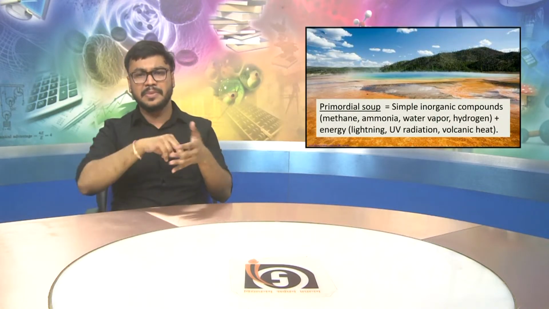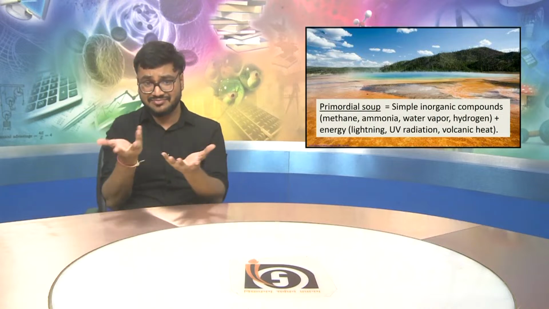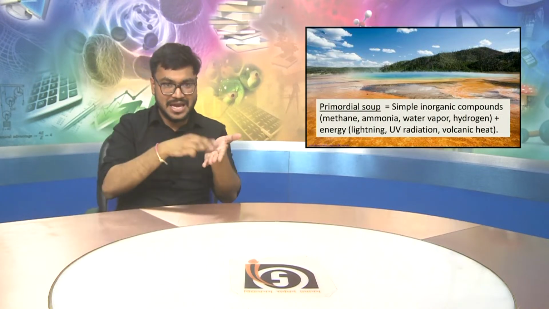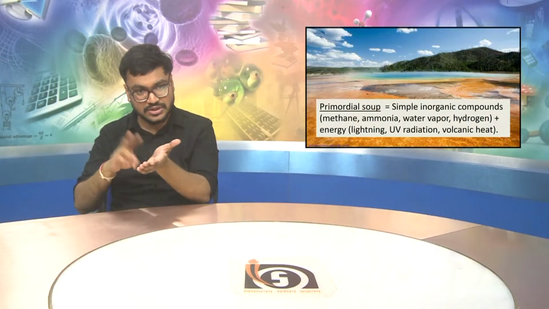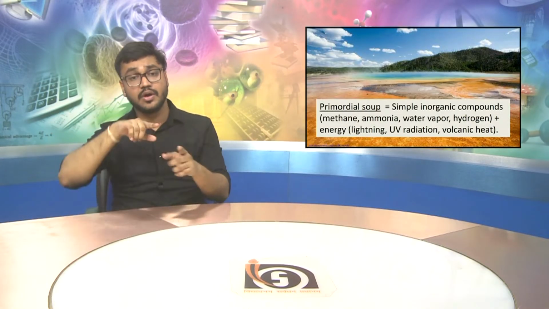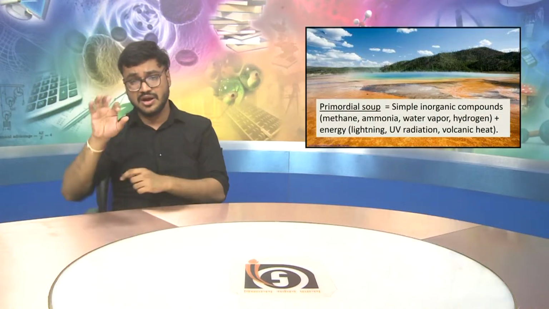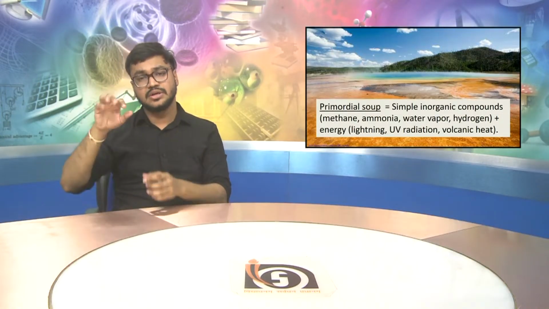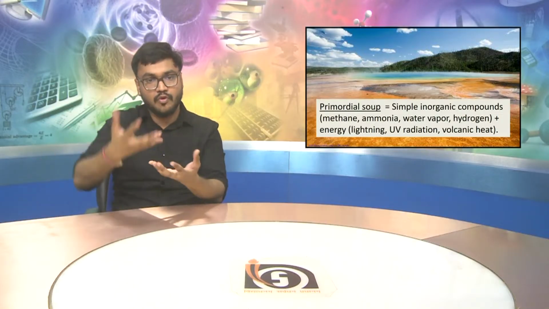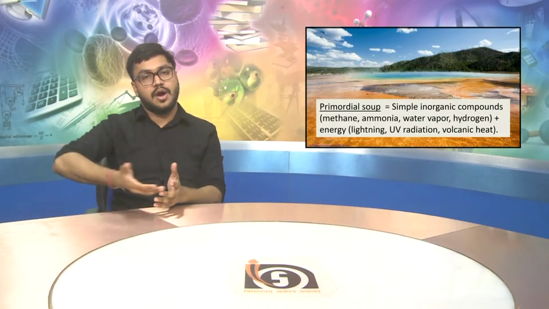Primordial soup means simple inorganic compounds like methane, ammonia, water vapor, and hydrogen combined with energy like lightning, UV radiations, volcanic heat, etc. So after combining them, we get our soup, which is primordial soup.